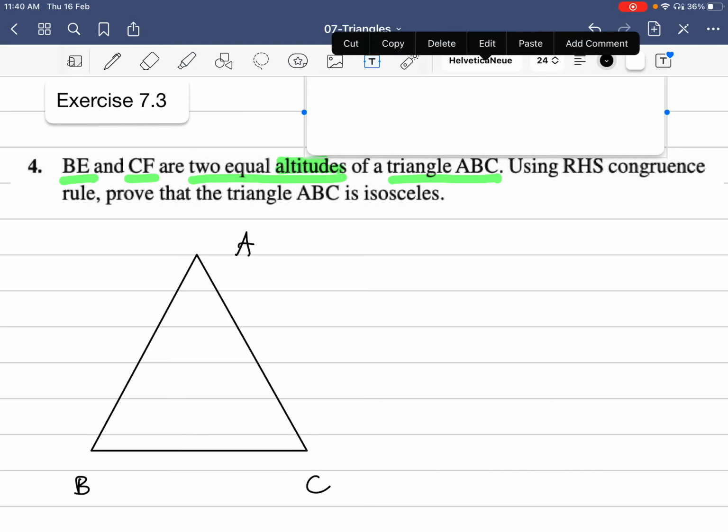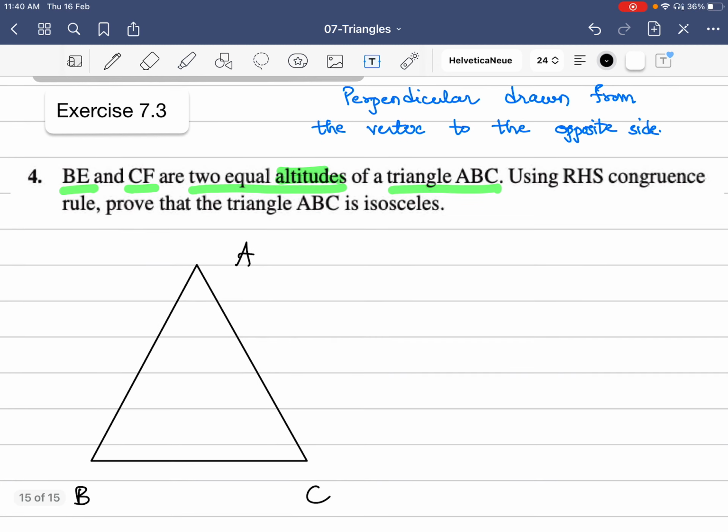So let's try to get rid of this. Yes, this is the definition of altitude that I have mentioned here. I'm just going to mark an arrow. So let's read it out. It's a perpendicular drawn from the vertex to the opposite side. So BE is a perpendicular drawn from the vertex B to the opposite side. Quite simple. So I'm going to draw a perpendicular from B to the opposite side AC. Similarly, we have CF, a perpendicular drawn from the vertex C to the opposite side of the triangle.